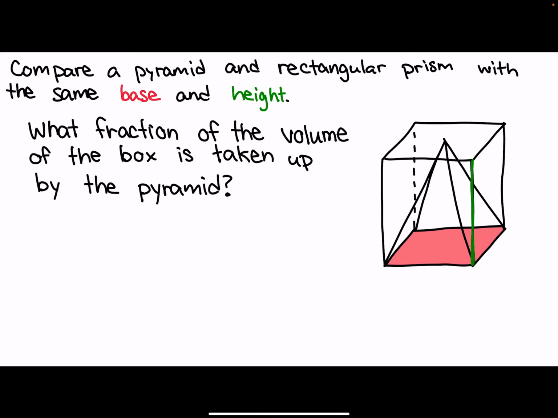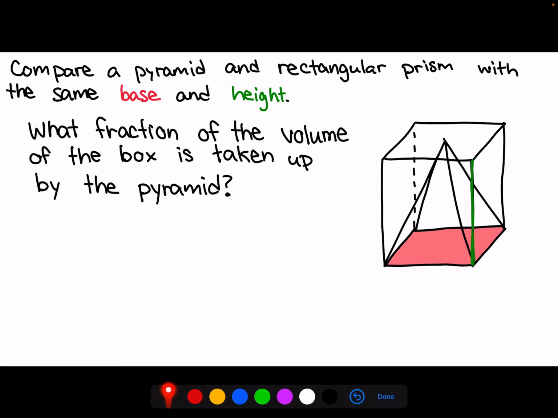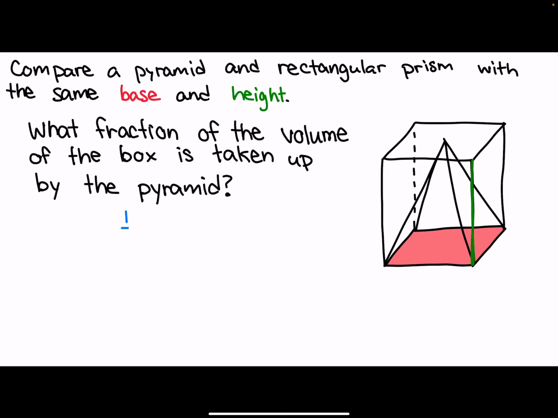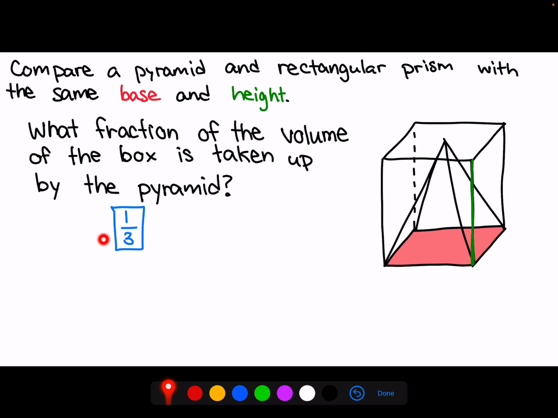Compare a pyramid and a rectangular prism with the same base and the same height. What fraction of the volume of the box is taken up by the pyramid? So what I want to know is what is the percentage that the pyramid is taking up of the box? Well, if we would check this out, we would actually be able to see that we can pour 3 pyramids into one full box. So therefore it takes up 1/3 or 33% of the box. And that's going to be really key for our lesson today.